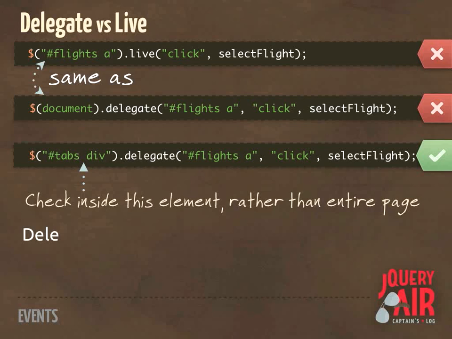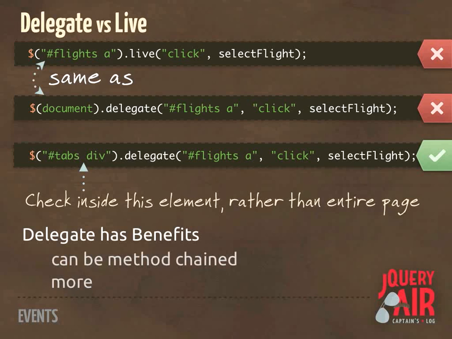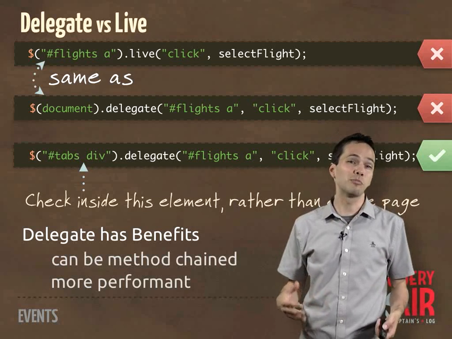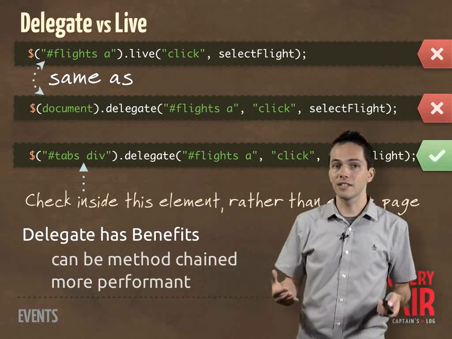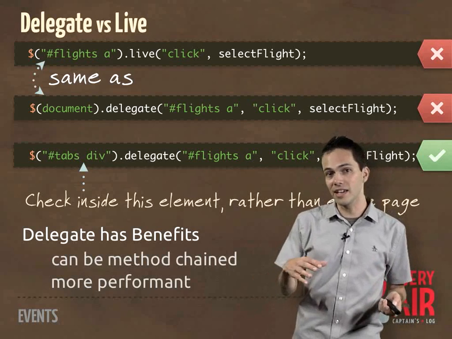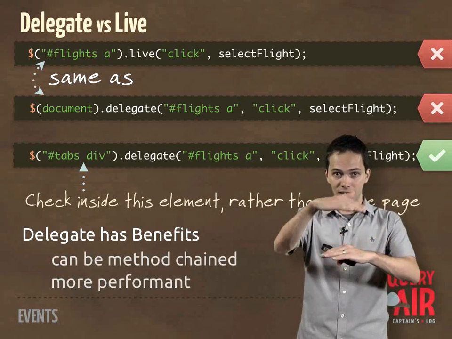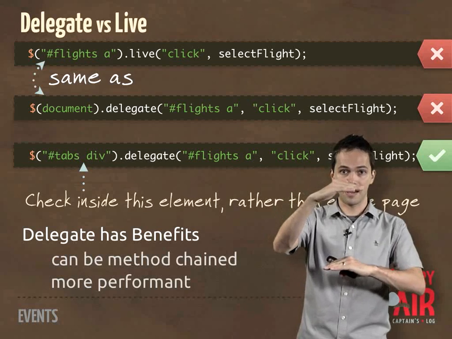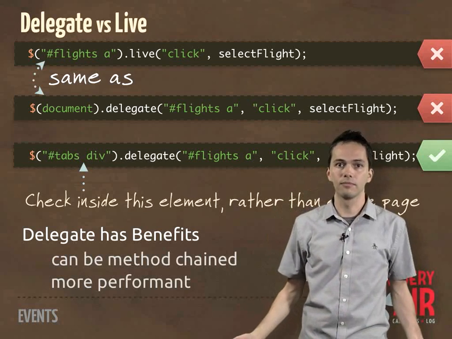There are two benefits to using delegate. First of all, it can be method chained, so you can have a bunch of methods all up against each other. And secondly, as I mentioned before, it also performs faster because it only has to be checking for that event, for that element in this part of the code instead of the entire document as using live does.